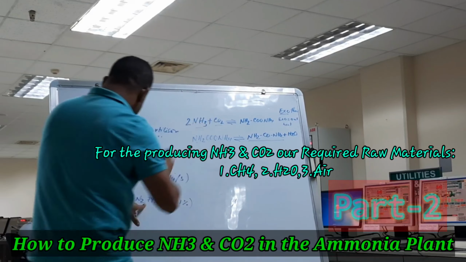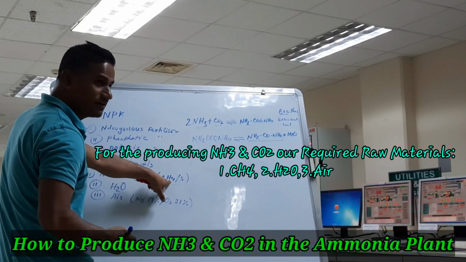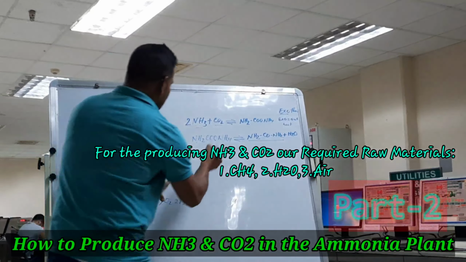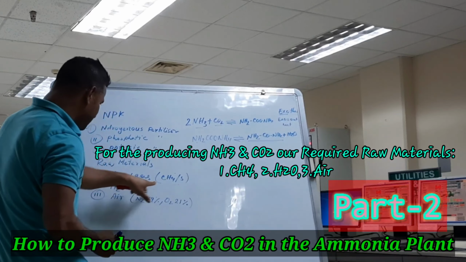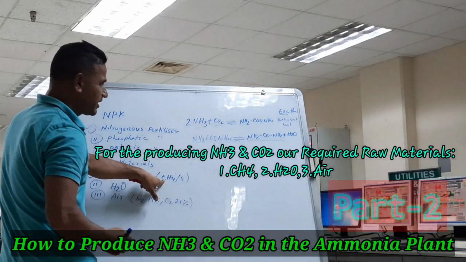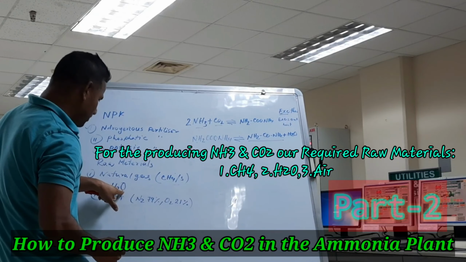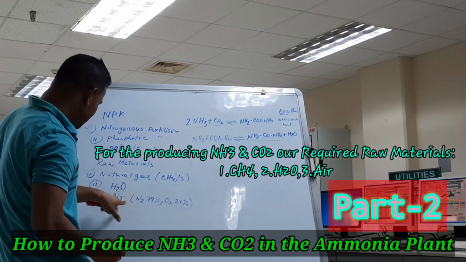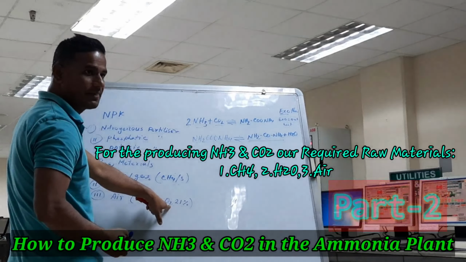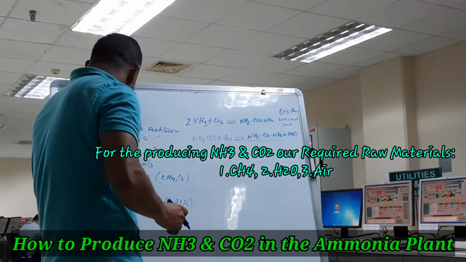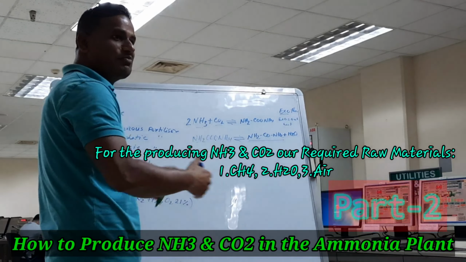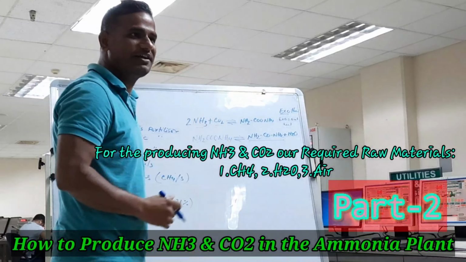This side, hydrogen. Hydrogen we can get from this methane. Okay. So the remaining carbon we can also get from this methane. Okay. So oxygen we can get from this water or steam and also this air. So the ammonia plant, by these raw materials, will produce ammonia and CO2.